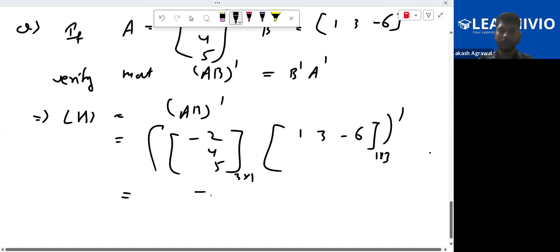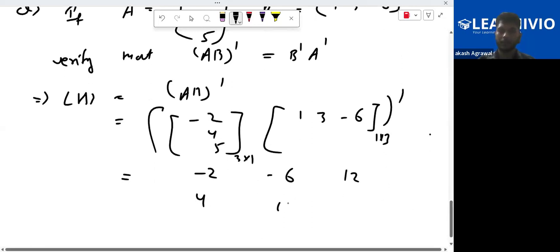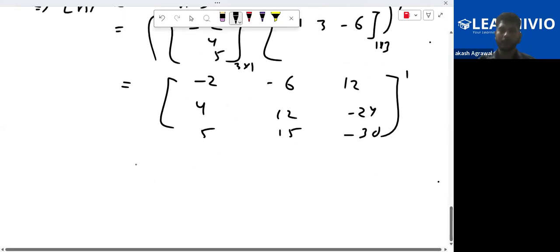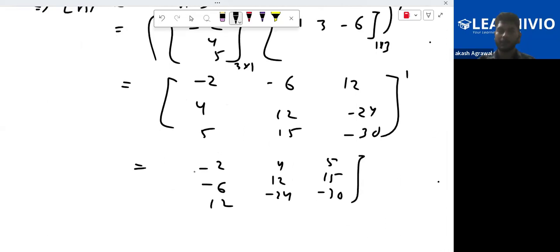So 9 elements will be there. First row: -2, -6, 12; then 4, 12, -24; 5, 15, and -30, and transpose of this. So it is -2, -6, 12, 4, 12, -24, 5, 15, and -30.